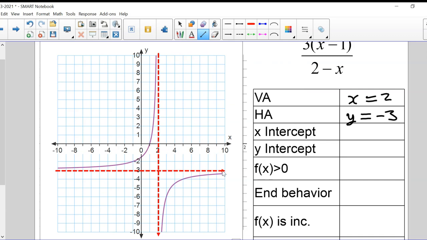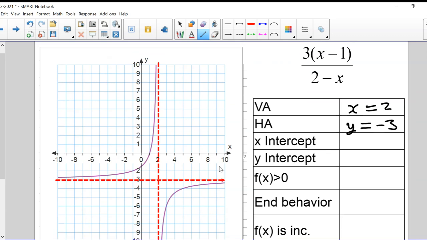And Jeremiah has a theory about this. Jeremiah, what's your theory about this? Let me show you the equation again. Go ahead, Jeremiah.